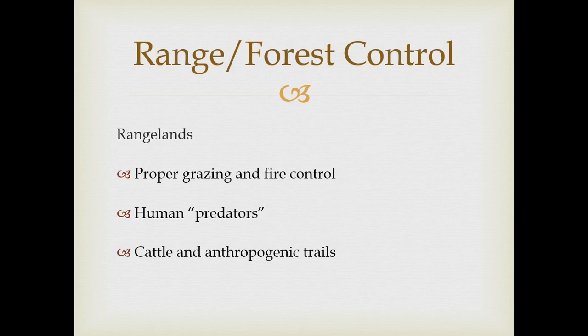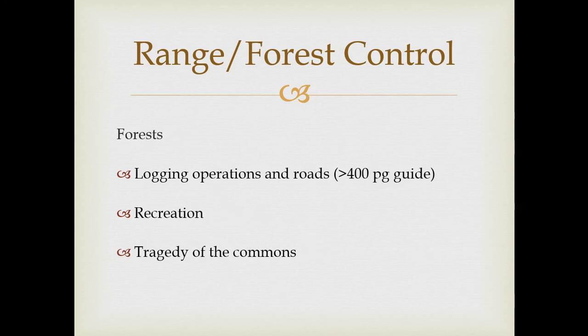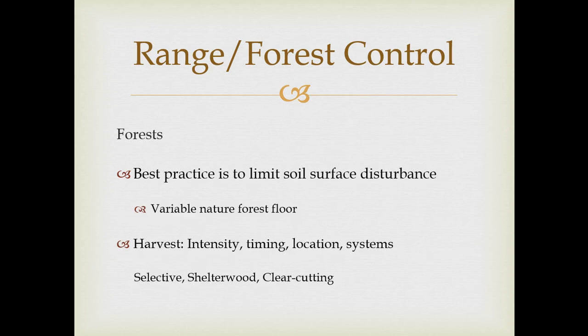Human predators, so humans moving cattle around to ensure that they don't overgraze. And then preventing cattle and anthropogenic or human-caused trails. In forest operations, so logging operations and roads, there's a guide out by the U.S. Forest Service that regulates these operations and road buildings. Recreation, so trails, whether ATV trails or foot trails. And then I mentioned the tragedy of the commons, so someone thinking, oh well, if I go off the trail, it's not that big of a deal. But if everyone thinks that, then everyone just went off the trail.